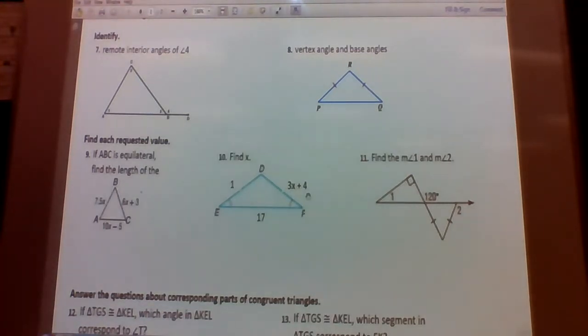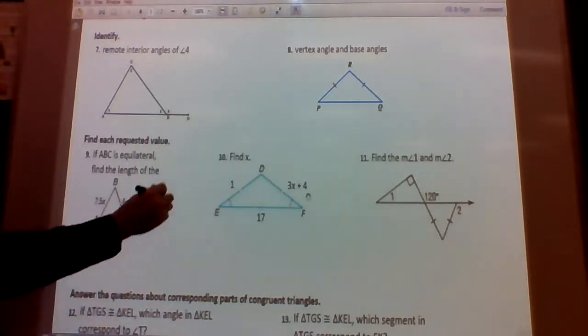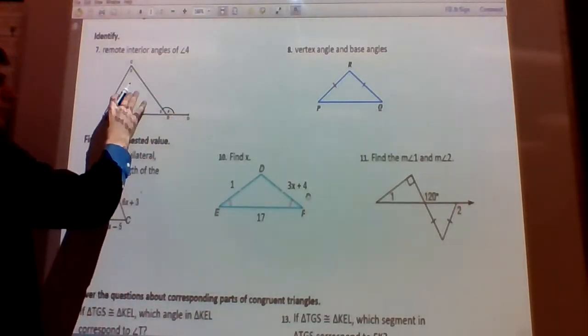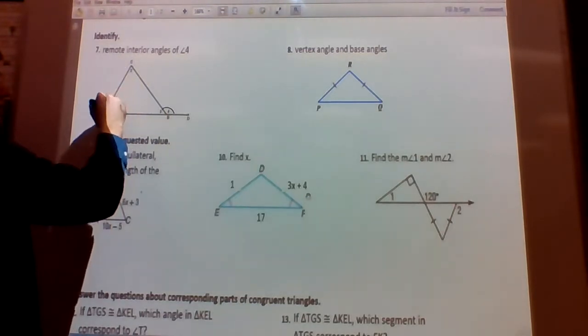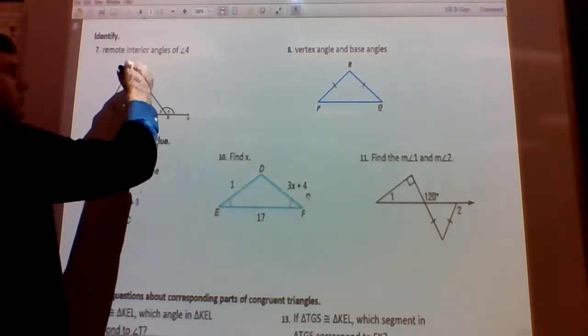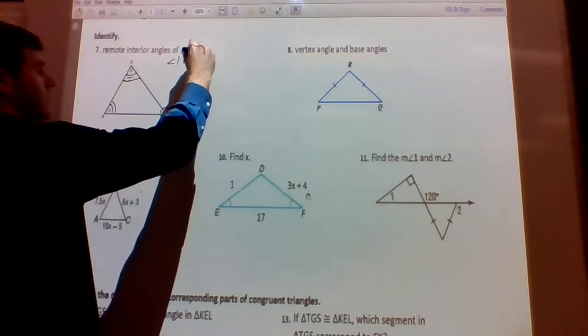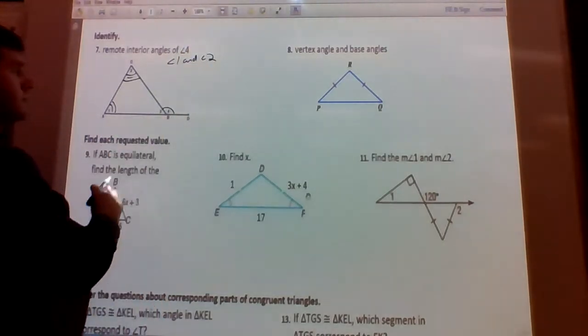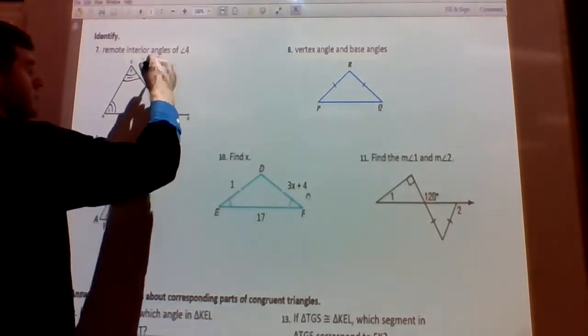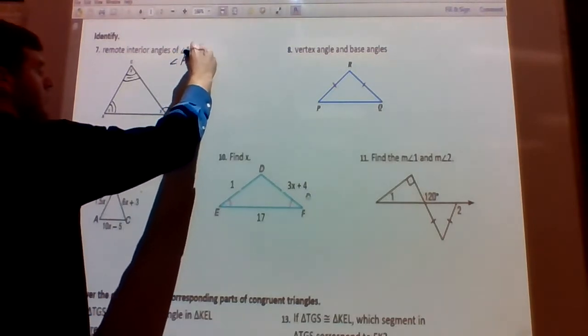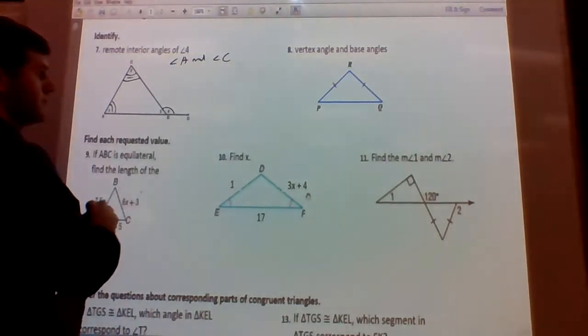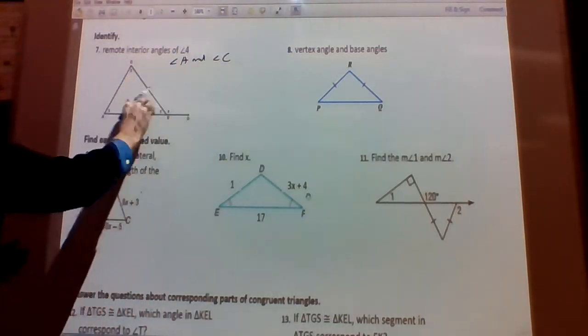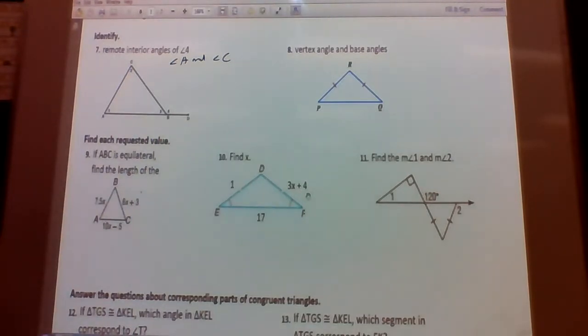Okay, they're asking for the remote interior angles of angle 4. So again, this is regarding the exterior angle theorem, right? Our exterior angle equals the two remote interior angles added together. So angle 1 and angle 2, or angle A and angle C. It got named both ways.